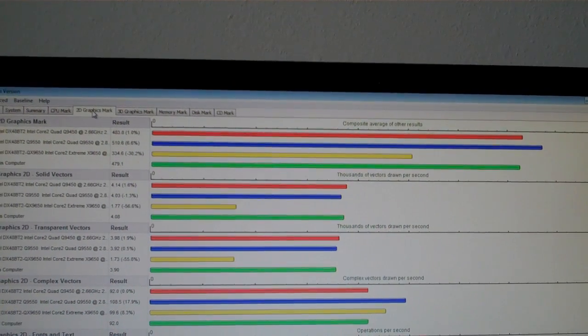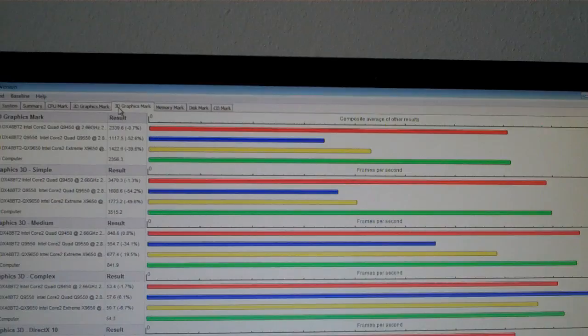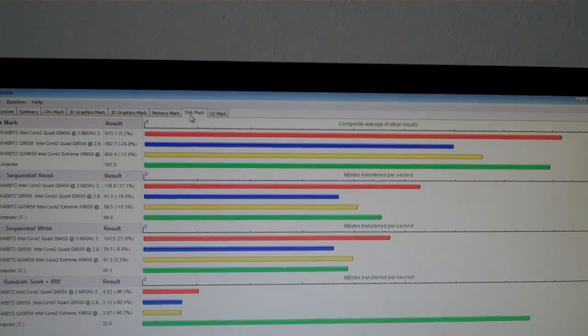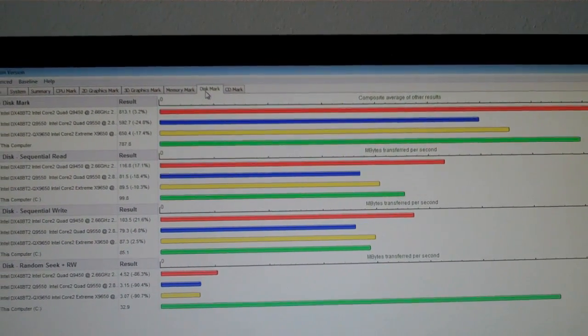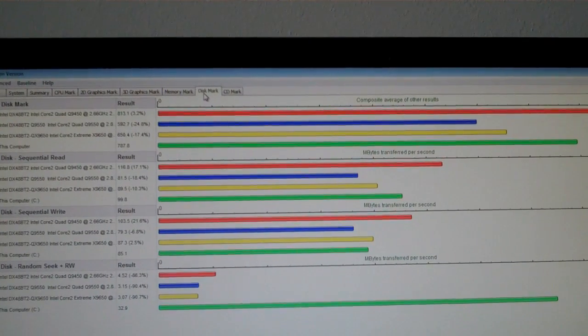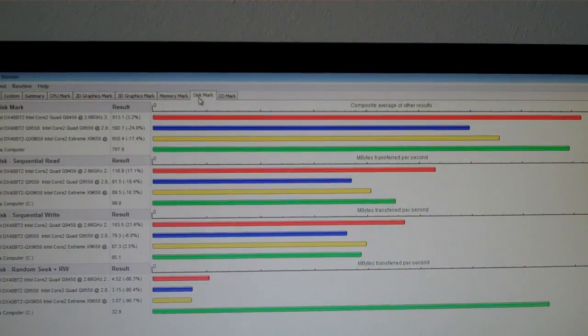2D graphics mark, again, about the same. 3D graphics mark, about the same. Memory mark, about the same. Disk mark, here's where your problems come in. The combined disk mark for the original system was 813.1 with the Velociraptor. With the SiliconEdge, it's 787.8.